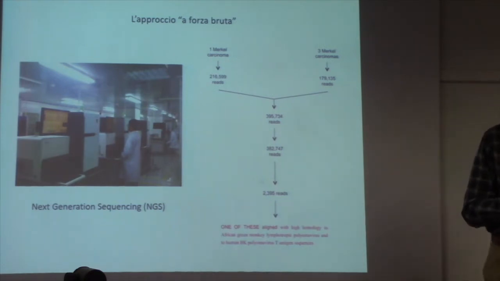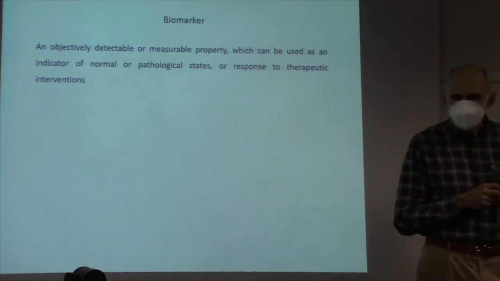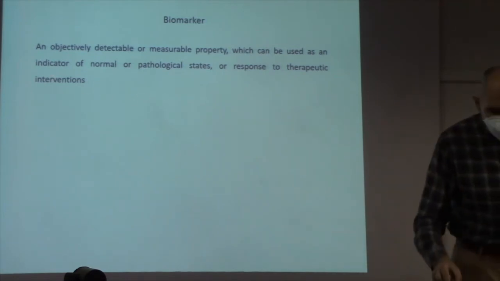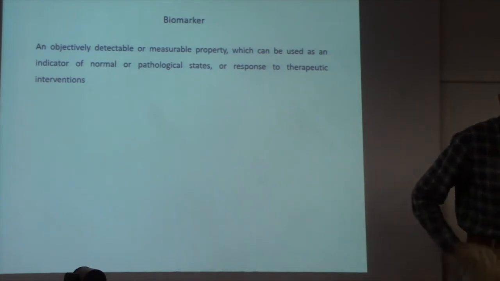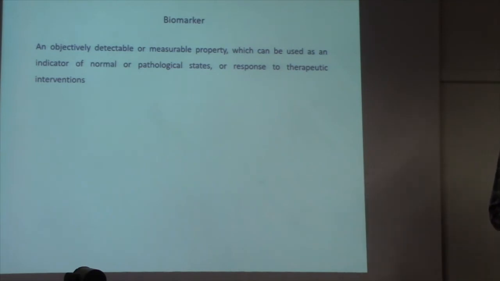One final example. Finding a biomarker. What is a biomarker? The biomarker is an objectively detectable or measurable property which can be used as an indicator of normal or pathological states or response to therapeutic interventions. This is a complex definition that encompasses a lot of cases, but not all of them. It could be expanded even more.